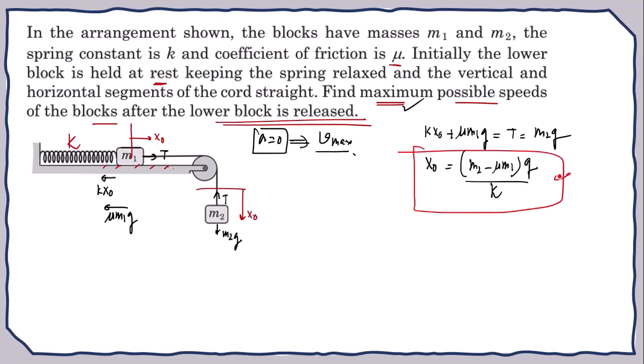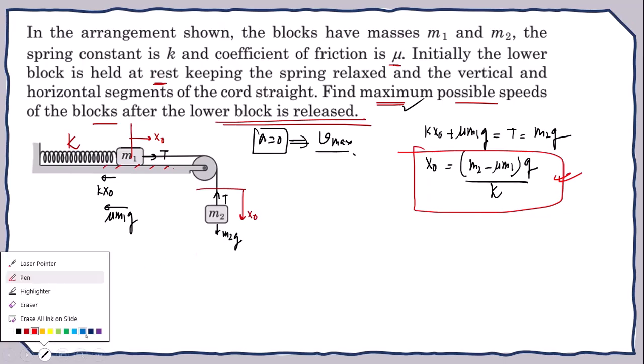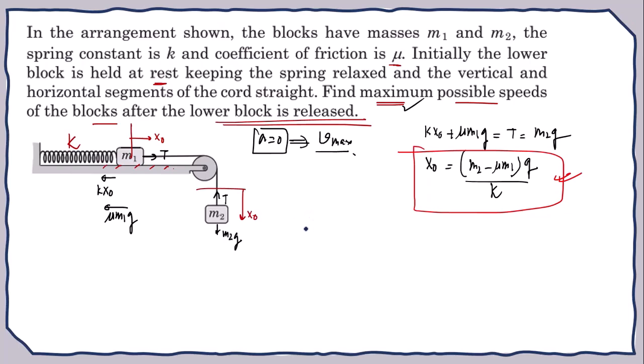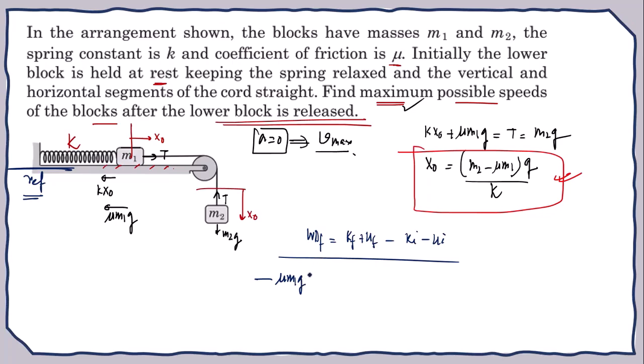Once I have this number, I can do the energy balance equation to get the maximum velocity. For energy balance, work is done only by the friction force. So work done by friction should equal K final plus U final minus K initial minus U initial. Taking this as our reference line, the work done by friction is minus mu m1g into x naught, where x naught is the distance traveled under the friction force.